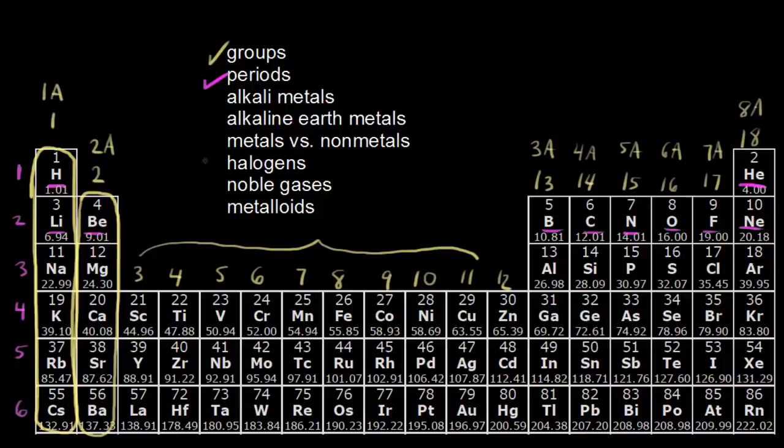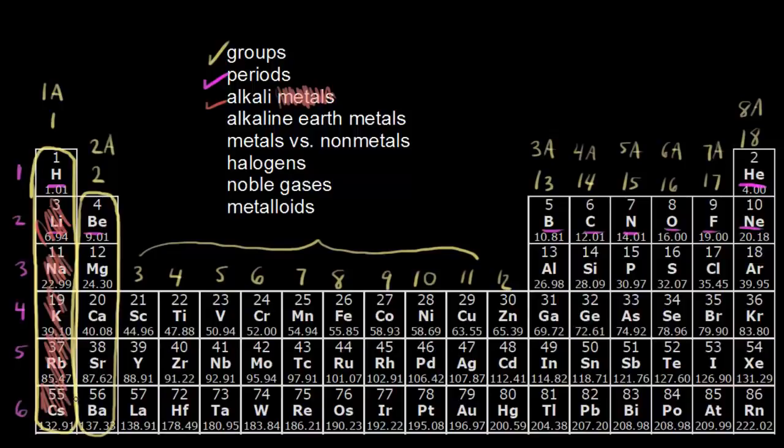Let's talk about the alkali metals. When I'm talking about metals, I'm going to try to write in red here. So the alkali metals are found in group 1 or group 1A. So things like lithium and sodium, potassium, right? So here are my alkali metals. The alkali metals are soft silvery metals that are extremely reactive.